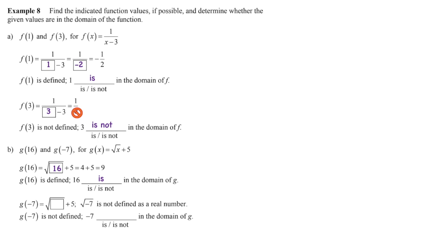However, when I look at negative 7, I can't take the square root of negative 7 because it would give me an imaginary number or a complex number. When I plug it into my calculator, it doesn't know what to do with it. So square root of negative 7 is not defined as a real number because it's an imaginary complex number. So since it's not defined, negative 7 is not in the domain and we would want to exclude that.